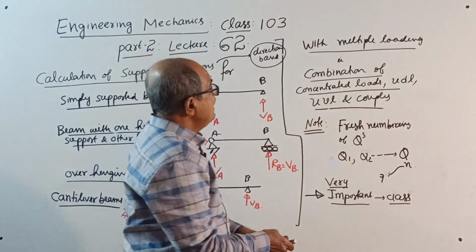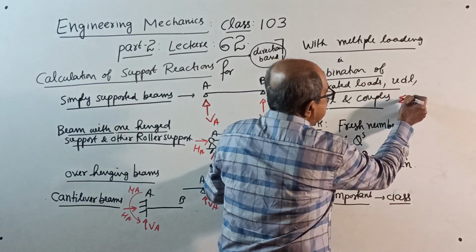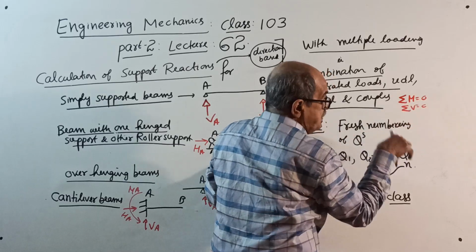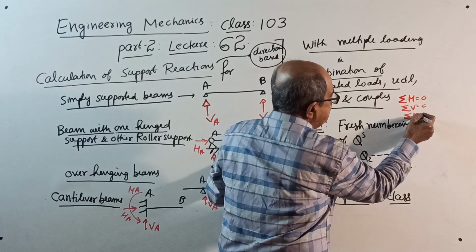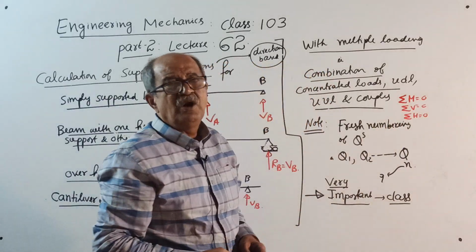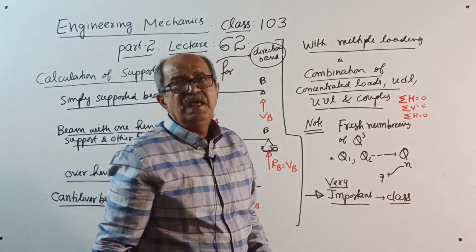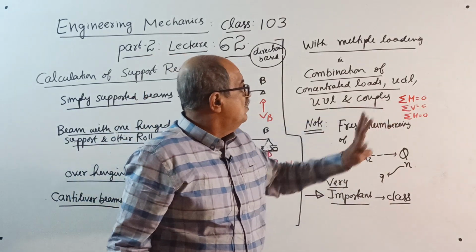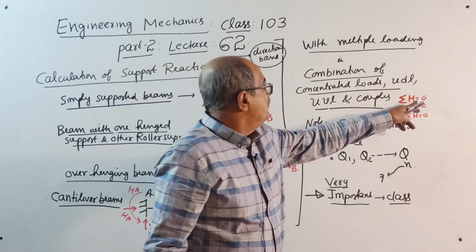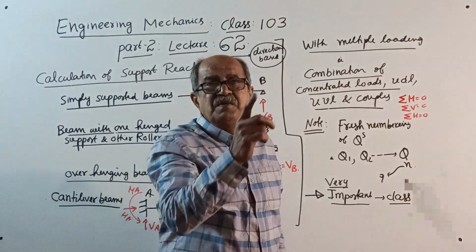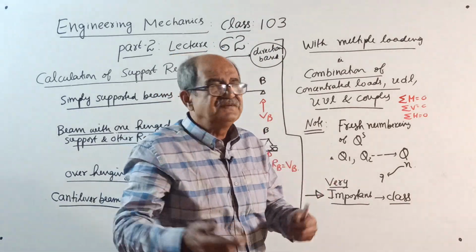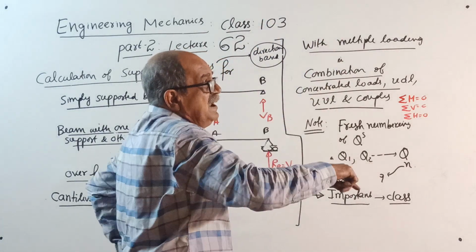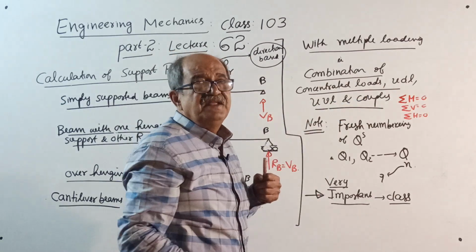Usually, first we will apply sigma M = 0. Then we will apply sigma V = 0, and if applicable, sigma H = 0. We will maintain some order. Take moments about the point where unknowns are more. See, when you take moment, remember, as told class after class, it is force or load multiplied by distance. Which distance, I will not tell.